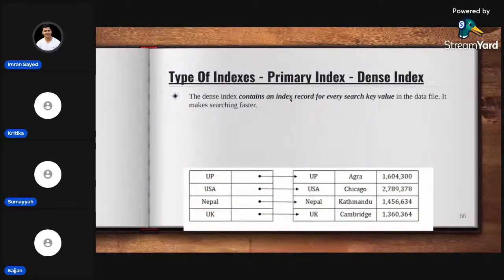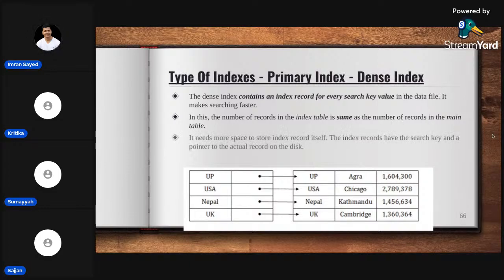A dense index contains an index record for every search key value. So for every search key value, there is an index for that. The number of records in the index table is the same as the number of records in the main table. It needs more space to store the index records themselves. Index records have a search key and a pointer to the actual record on the disk.